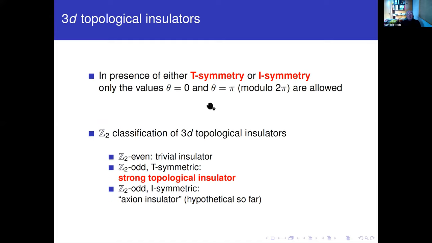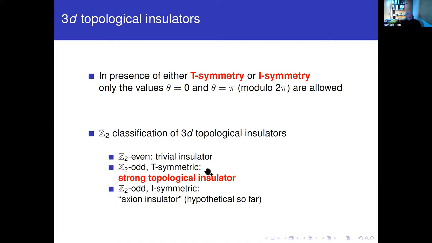And the reason why this is very, very important is because it is a way of classifying the three-dimensional topological insulator. If it is even, so if this number is zero modulo 2 pi, it is trivial. And if it is Z2 odd, it is a non-trivial topological insulator, which is called a strong topological insulator. This is the case where it is time reversal symmetric.